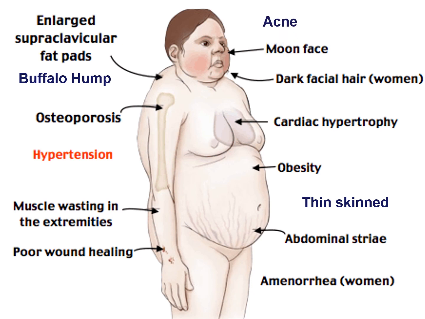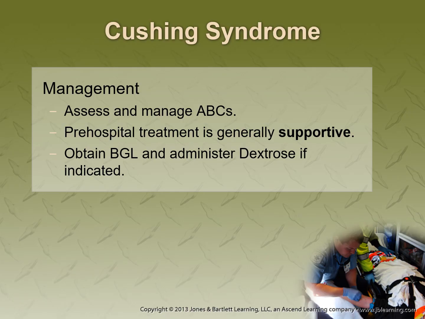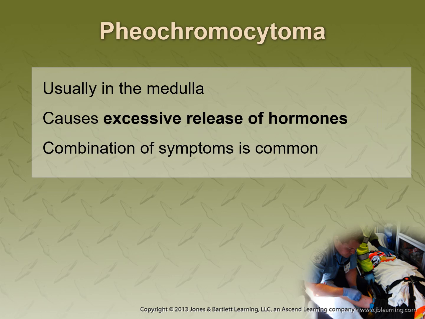Acne is another one that's associated with Cushing's. And then the management is pretty much supportive. Obtain a blood glucose and give them some dextrose if you need it. Pheochromocytoma is that excess epi and norepi, and so pretty easy again. It's just going to cause your heart to race and your blood pressure to go whack when you're not expecting it.